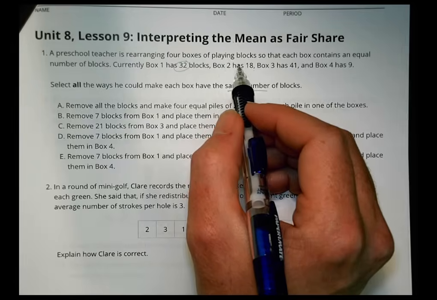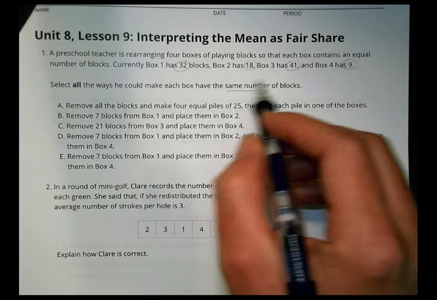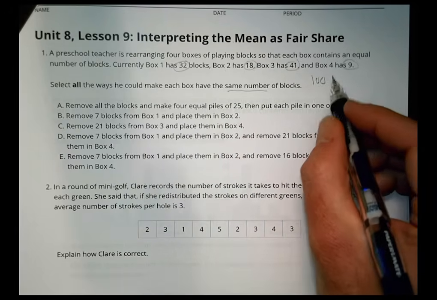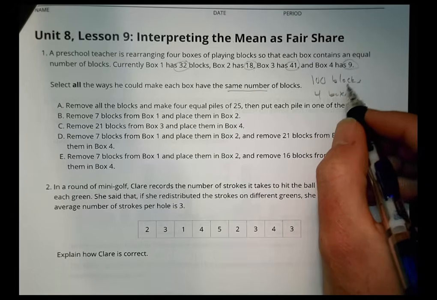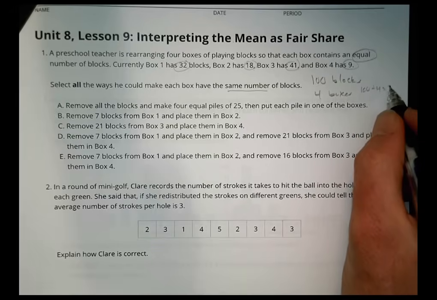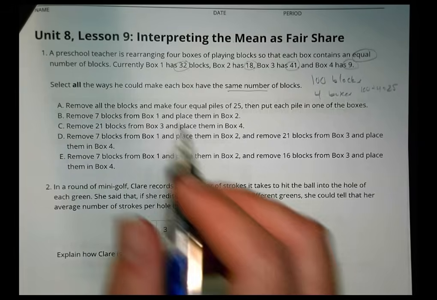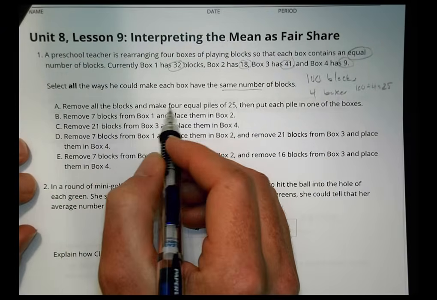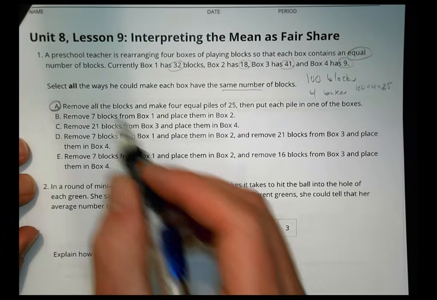Well, what I started doing was first wondering how many blocks there actually are. So I added those up. 32 plus 18 plus 41 plus 9 gave me a total of 100 blocks, and I know that there are 4 boxes. So if I'm going to have an equal number, I'm going to do 100 divided by 4. I'm looking for about 25 in each box. So what are the ways I can get 25 in each box? Well, could I remove all the blocks and make 4 equal piles of 25, then put each pile in one of the boxes? Yep, that would be pretty easy to do.